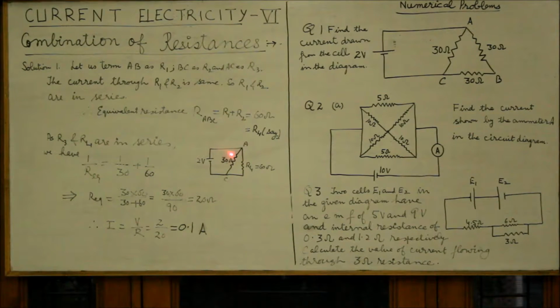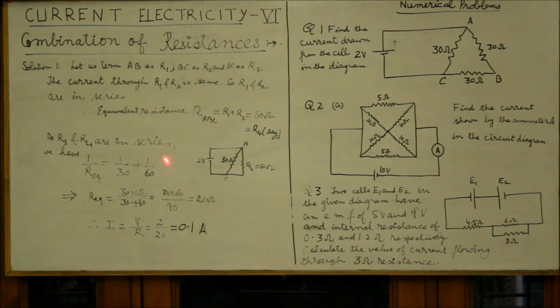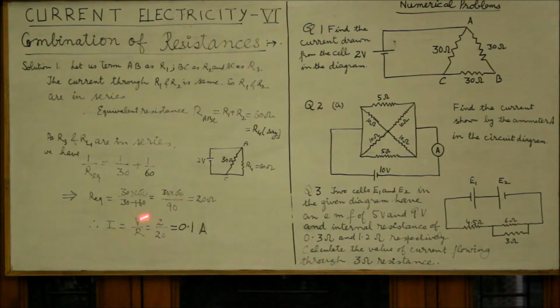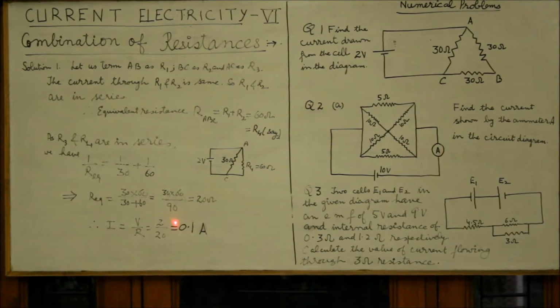Again, from the diagram it is clear that one end of this resistance is joined to A. Similarly, one end of R4 is joined to A. The other ends are joined to C. So this is a parallel combination of 60 and 30. You can calculate the equivalent resistance by this parallel formula. That is, R equivalent will be 30 into 60 over 30 plus 60, or 20 ohms. The current can then be calculated as I is equal to V over R, or 2 by 20, or 0.1 ampere.